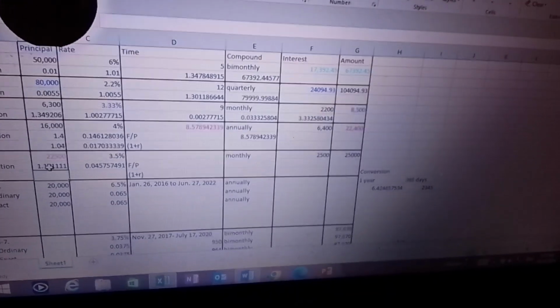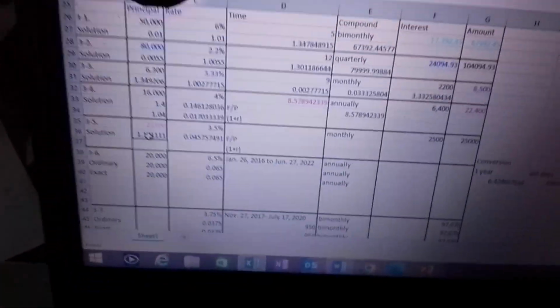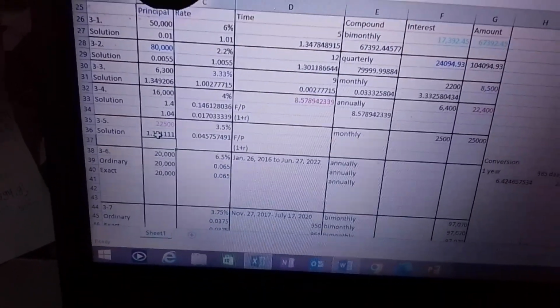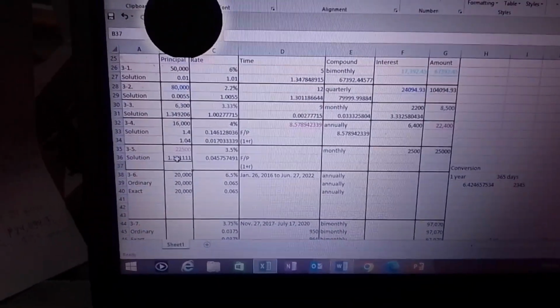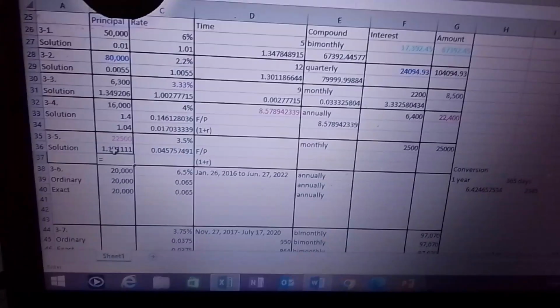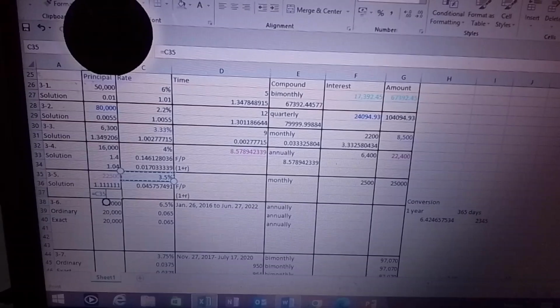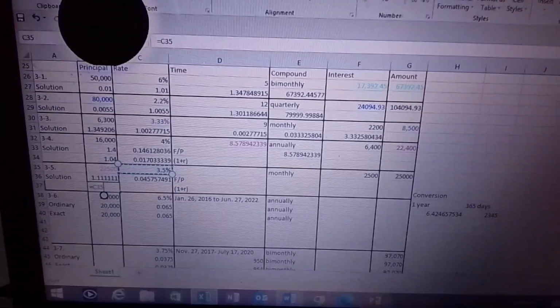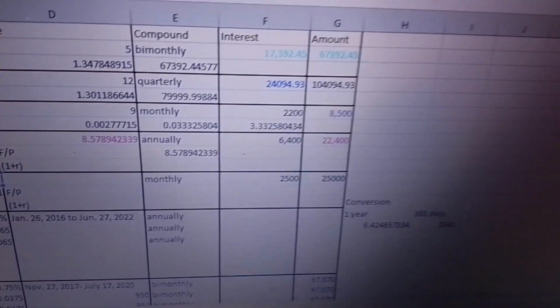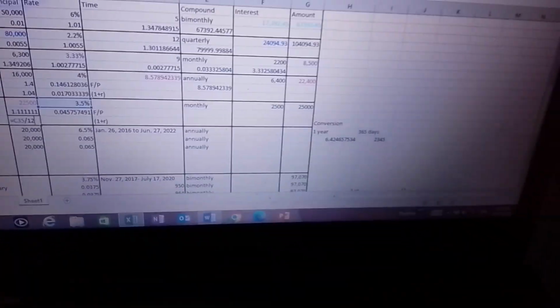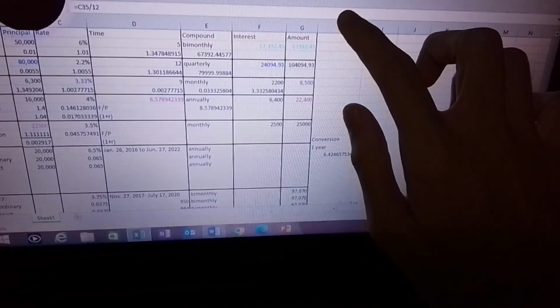.045757491. Okay? And then on the other hand, what we're gonna do is 1 plus the rate, which is divided by 12. Remember this is what we're going to do? So, ang gagawin na namin ay ganito. Remember the first thing that we're gonna have to do is this guy, 3.5%. If you were to convert that to decimal, that'll be 0.035. And it's monthly, so therefore we're gonna have to divide that by 12. That is what you're gonna do.